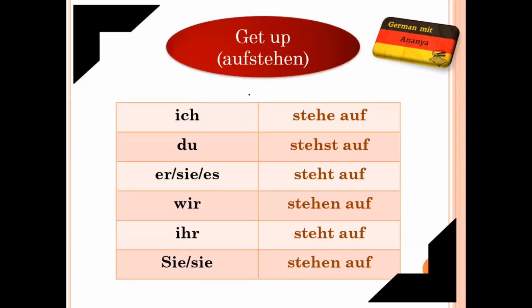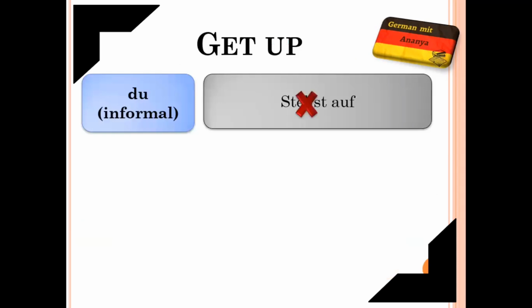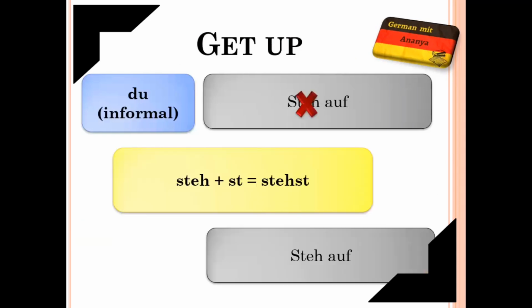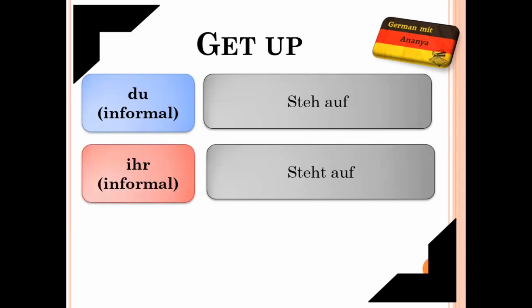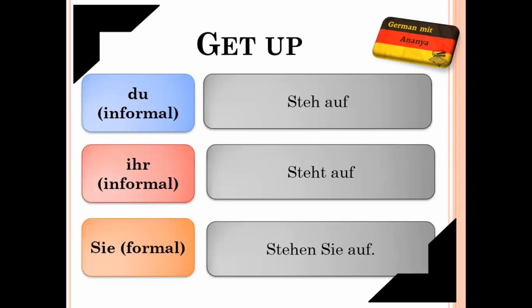Correct. Next is get up, which means aufstehen. This is again a trennbares verb. So my verb conjugation is ich stehe auf, du stehst auf, er steht auf, wir stehen auf, ihr steht auf, sie stehen auf. With du, it will be steh auf. So I will remove that st. Then it will be steh auf instead of stehst auf. Right. So the correct one is steh auf. With ihr, steht auf. And for the Sie formal, it will be stehen Sie auf.